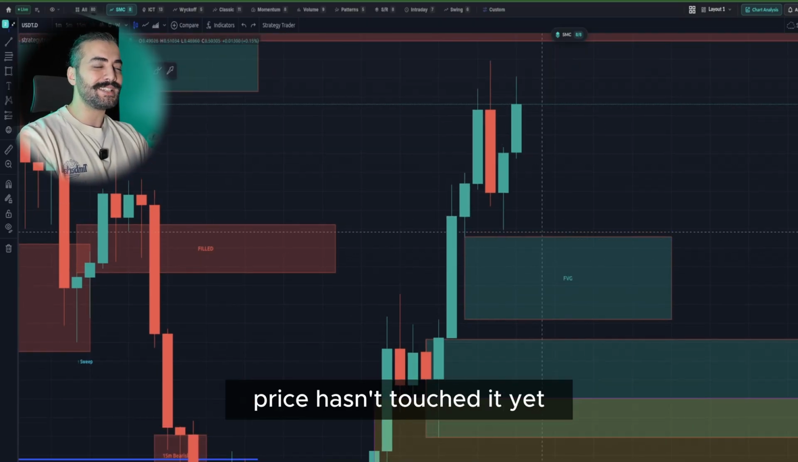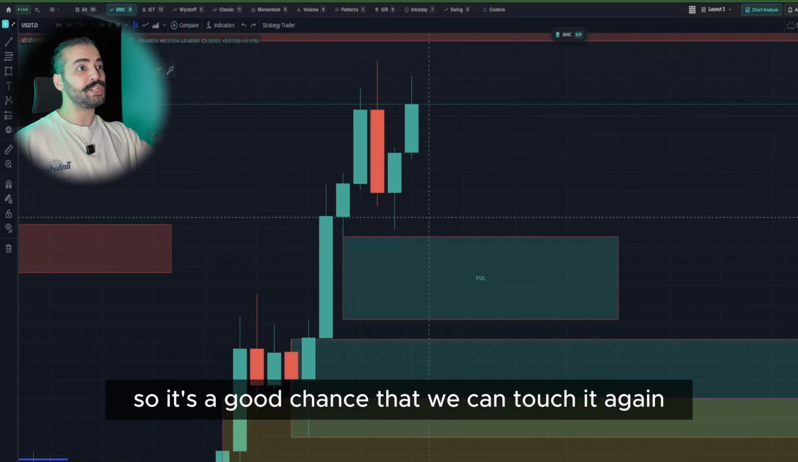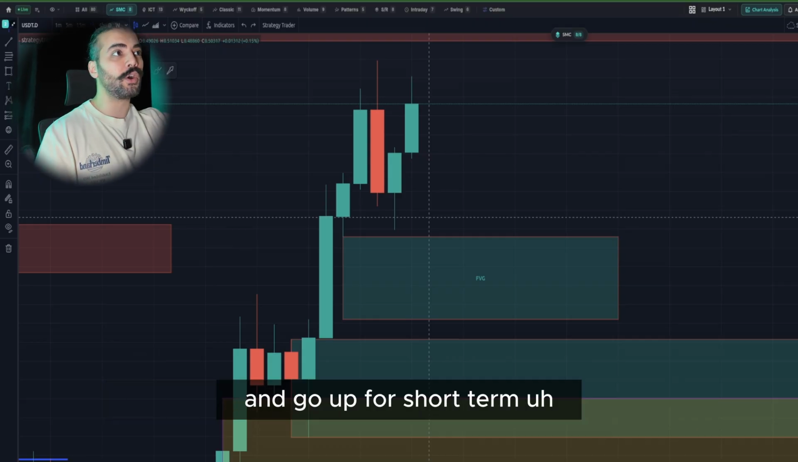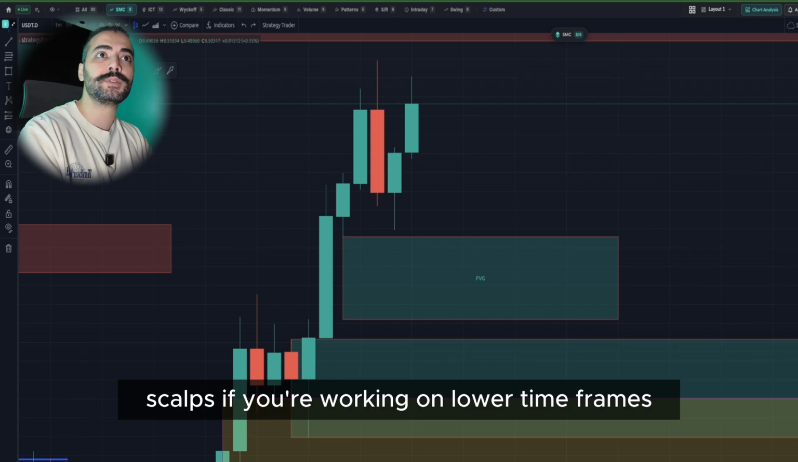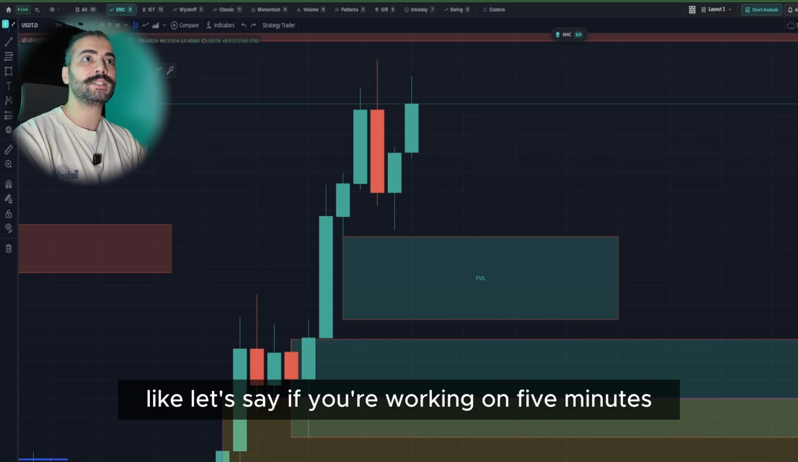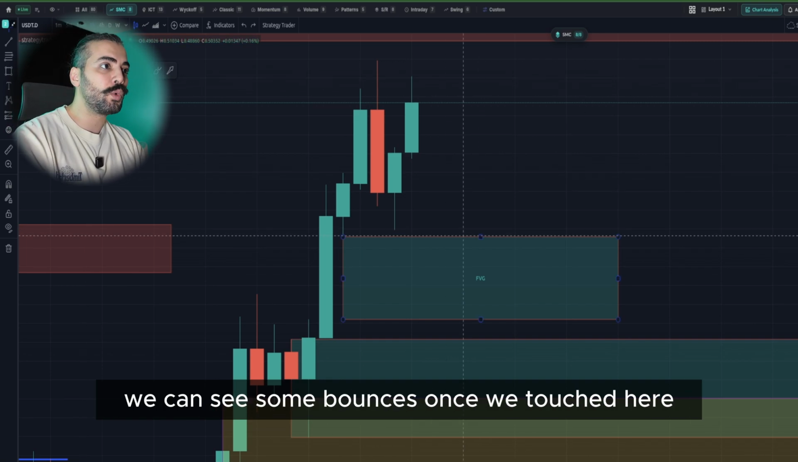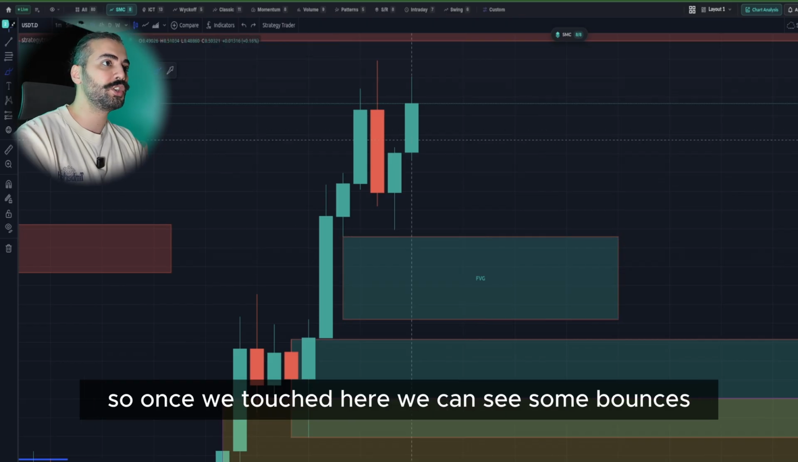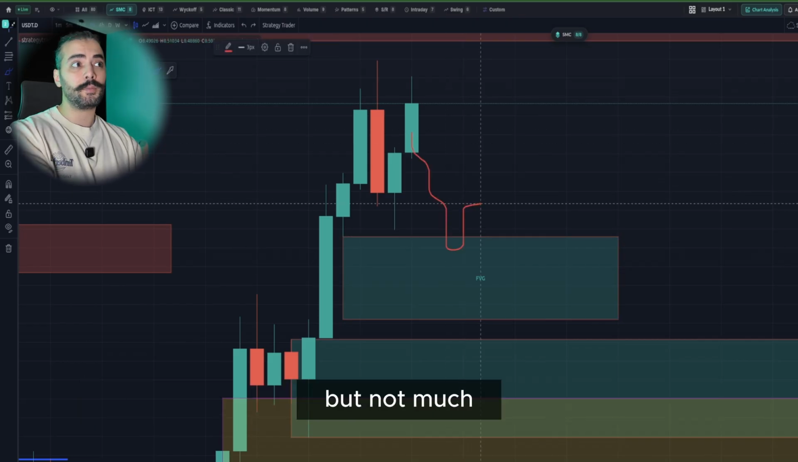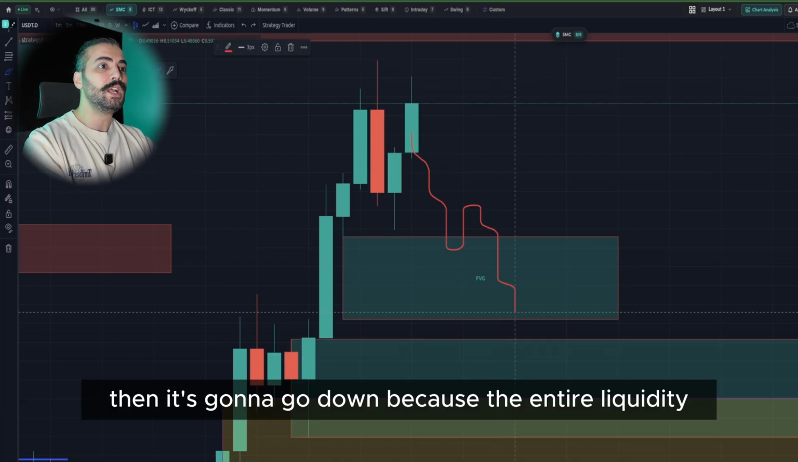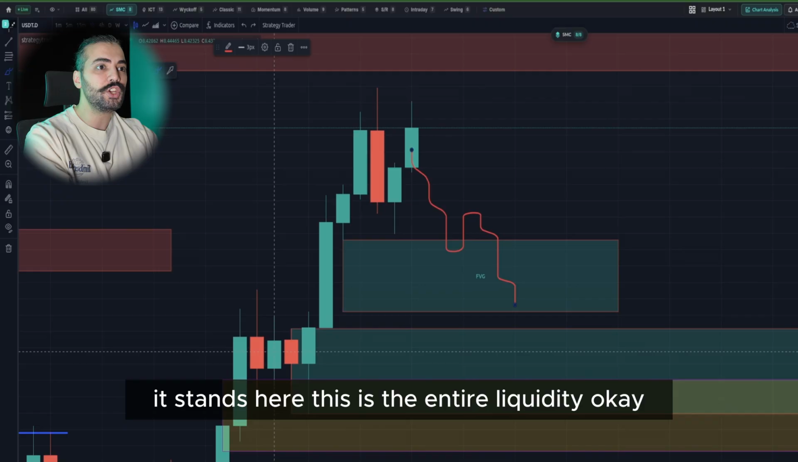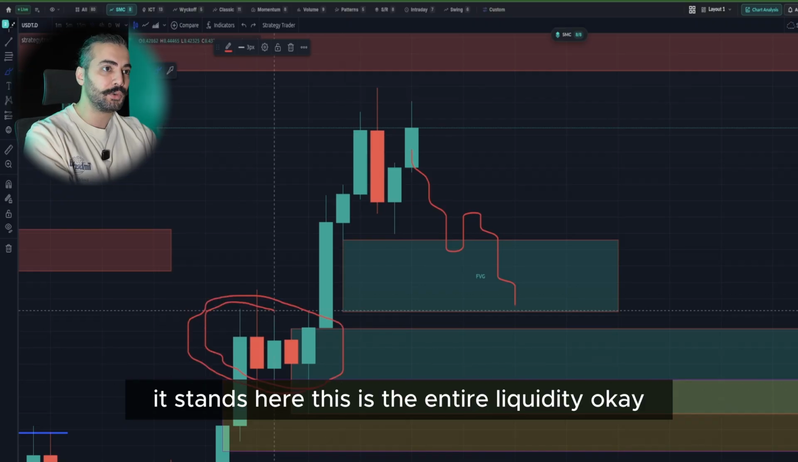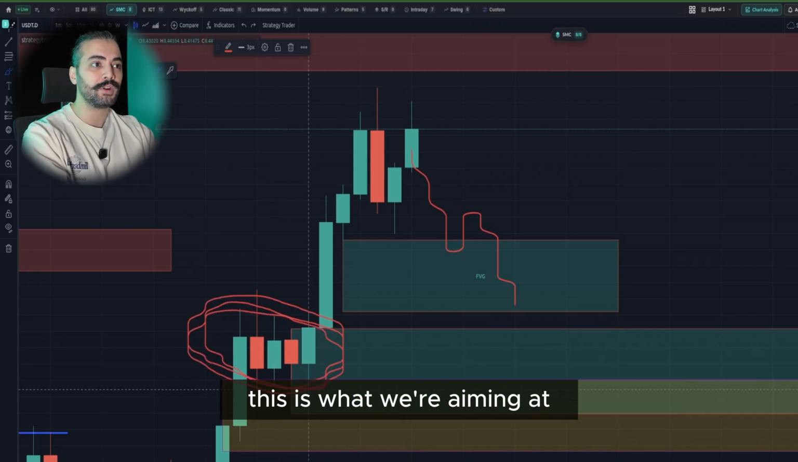Again, price hasn't touched it yet, so there's a good chance that we can touch it again and go up for short-term scalps. If you're working on lower time frames, like 5 minutes, we can see some bounces once we touch here, but not much. Then it's going to go down because the entire liquidity stands here. This is the entire liquidity, okay? This is what we're aiming at.